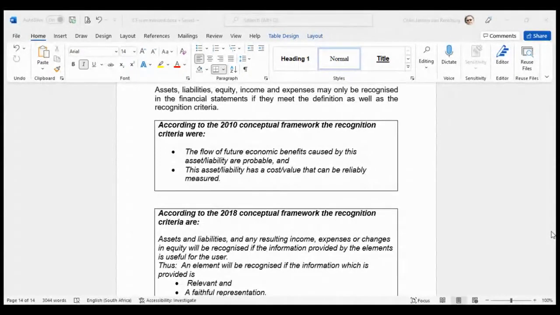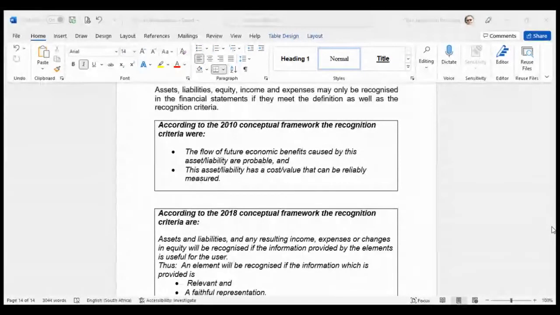No, a stale check. A check is not actually an asset. It is a financial instrument. But there we go, Justin. There we go. Letabo, no, you don't have to know the 2010 recognition criteria at all. Okay, just the 2018 ones. So thank you, Justin. Thank you, Olwetu. Thank you, Kolani. Letabo. Okay, there we go. There's a lot now. Okay, thank you so much.